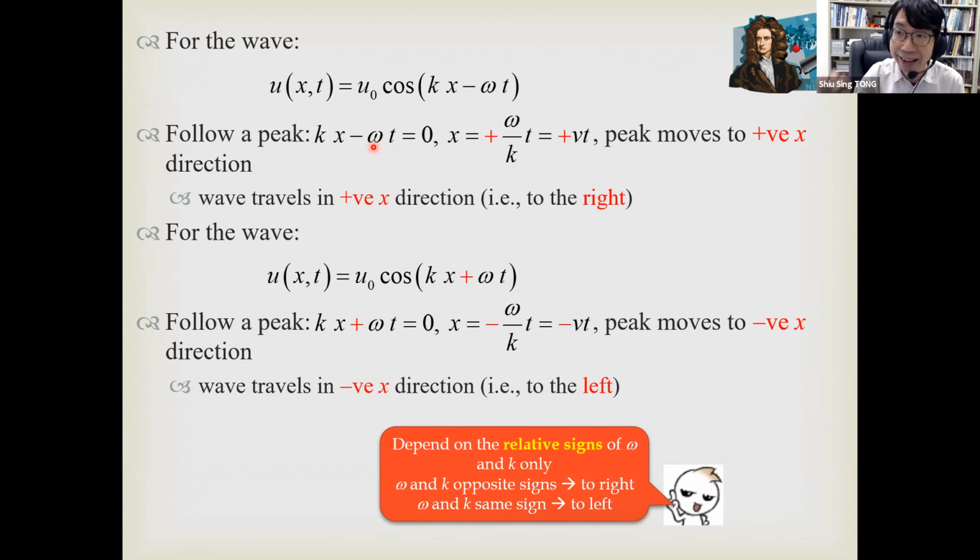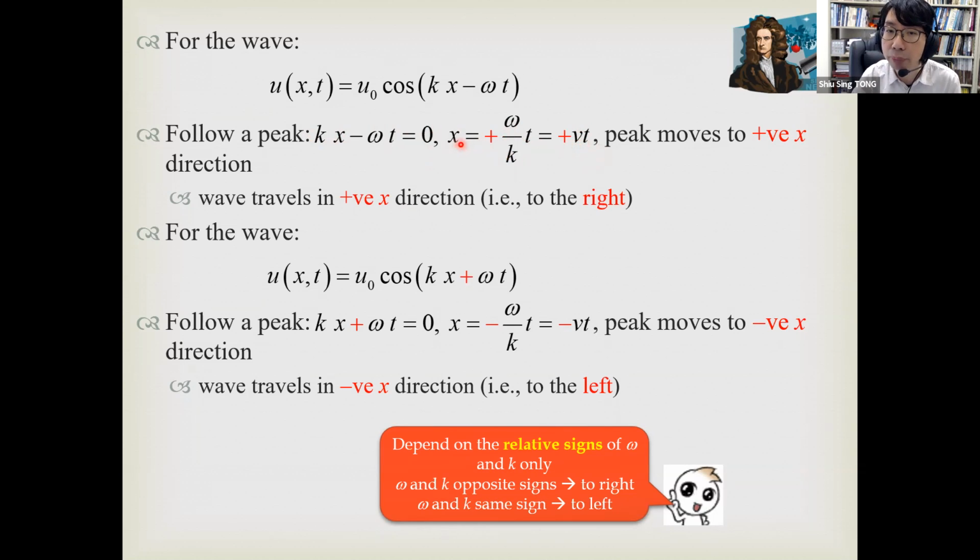When we always set this to be 0, meaning that we follow the motion forward, we find that x and t are related in this manner: x is equal to plus omega over k times t. But omega over k, as we said, is the velocity of the wave.